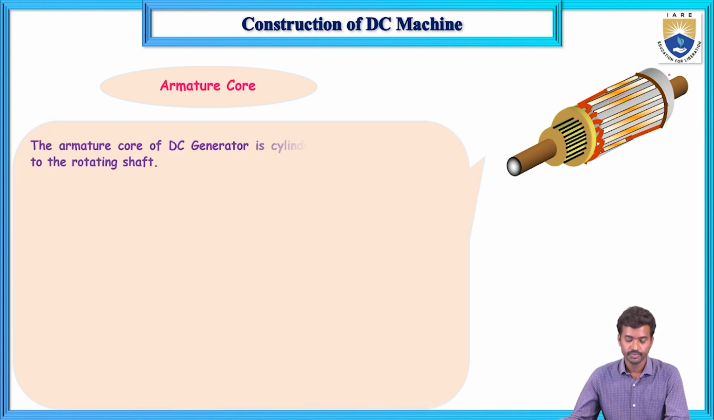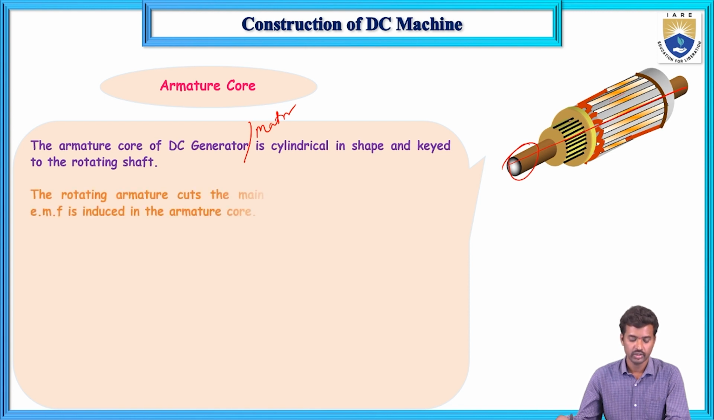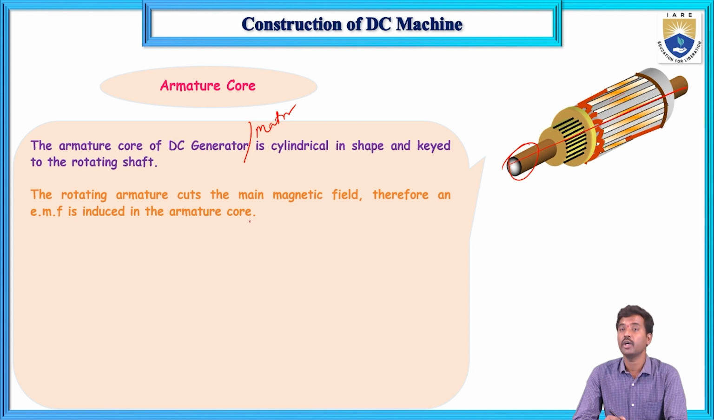The definition: the armature core of a DC generator or DC motor is a cylindrical shape and keyed to the rotor shaft. It is connected to the rotor shaft. This is the rotor shaft. Next, the rotating conductor cuts the main field flux, and an induced EMF is developed in the armature core. It carries the conductors.